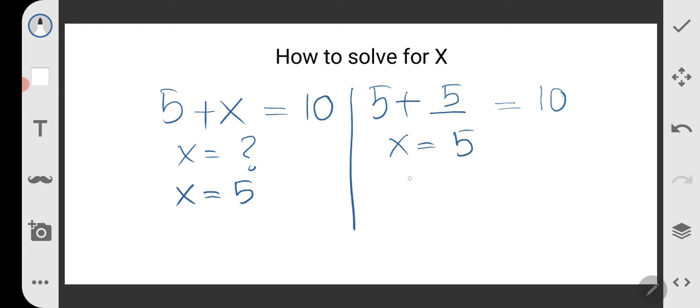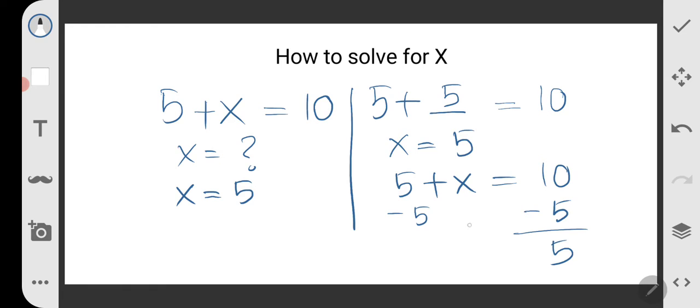There is another way we can also do this. Instead of thinking of this as a blank, we can also subtract 5. So we have 5 plus x equal to 10. And I'll say, okay, I will subtract 5 from both sides. And 10 minus 5 will give me 5. This 5 minus 5 will get cancelled. And I'll have x equal to 5. So this is, let's say, way number 1. This is way number 2.